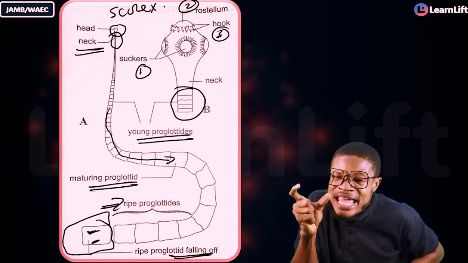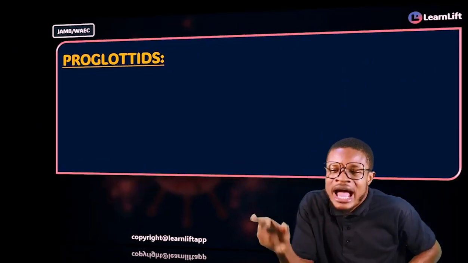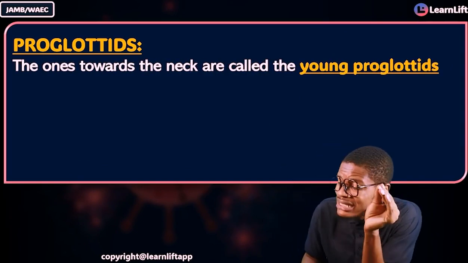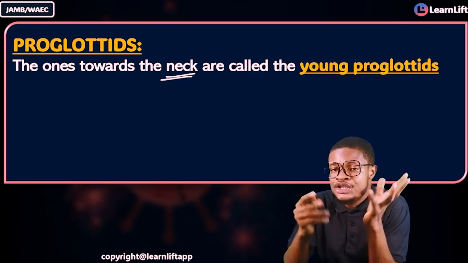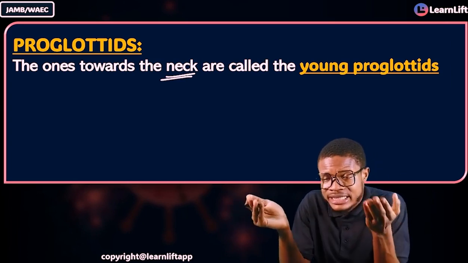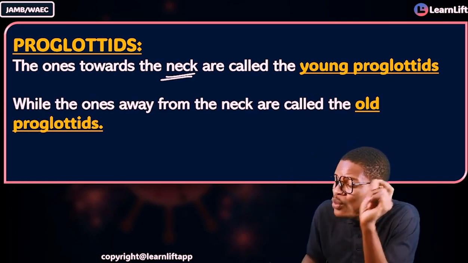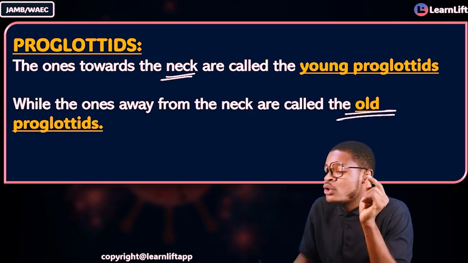But please, I beg you, what should I know about proglottids? When we come to proglottids, now follow me from here. Number one thing you should know about proglottids is that the ones that are towards the neck, what are they called? Young proglottids. Are you getting it now? Aside from the ones towards the neck that are called young proglottids, the ones that are away from the neck are called the old proglottids.